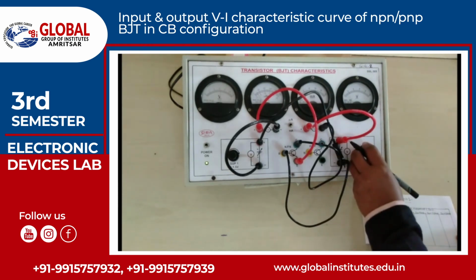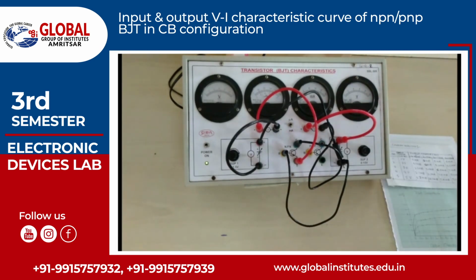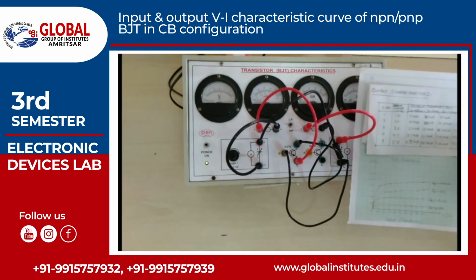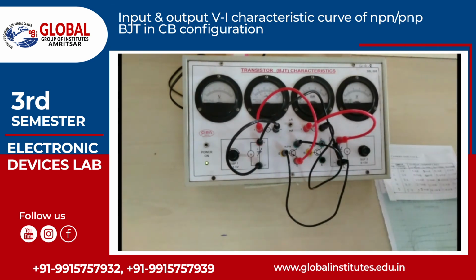Again change the voltage to 2 volt and it is again 0.1 milliampere. Next take the readings at IE 5 milliampere, 7.5 milliampere and 10 milliampere. Now draw its output characteristics. You can see that the output characteristics curves are like this. This is all about the transistor characteristics in common base configuration.